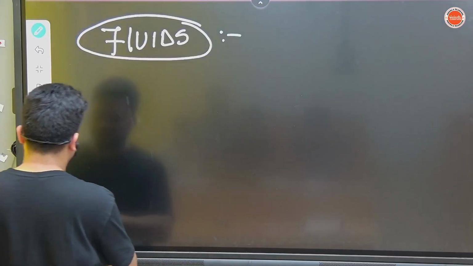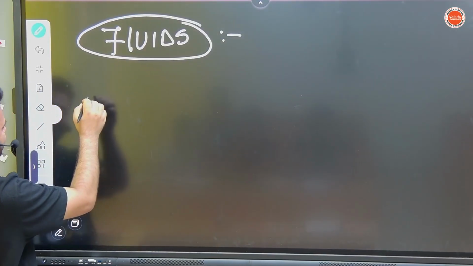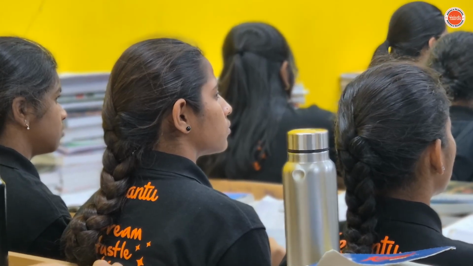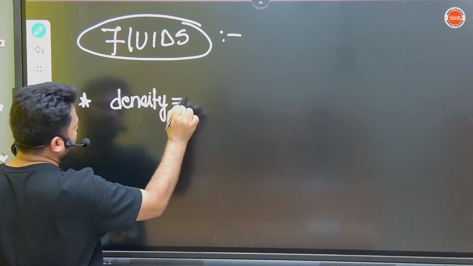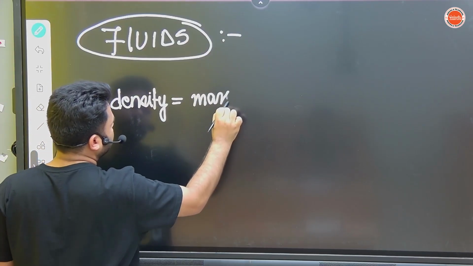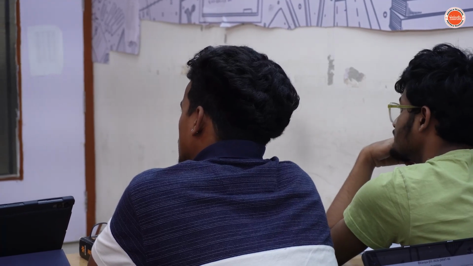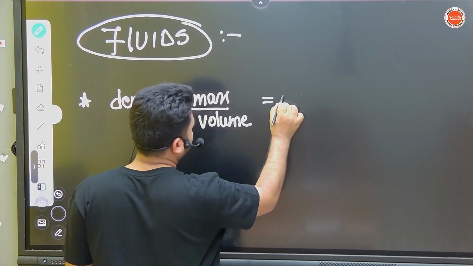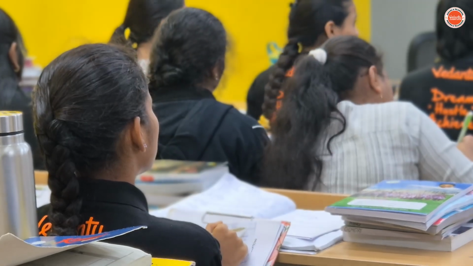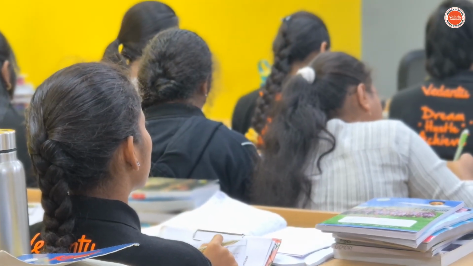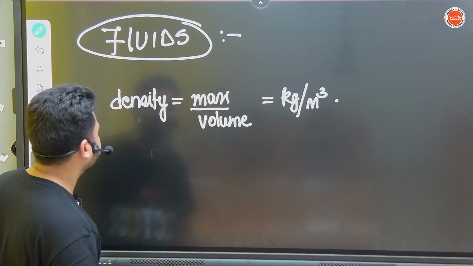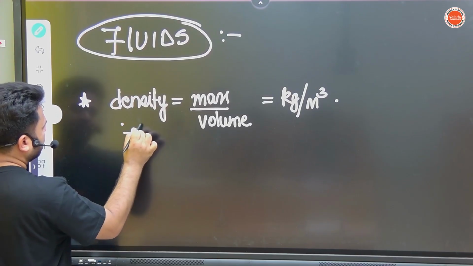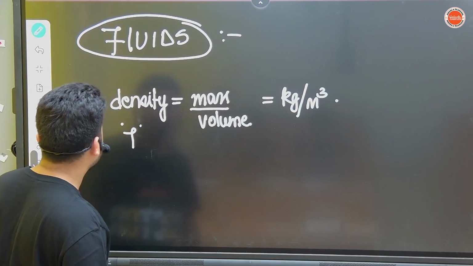The first concept from which questions are being asked is density. What is the formula for density? Mass by volume. Correct. Its SI unit is kg per meter cube. We denote density by this rho.